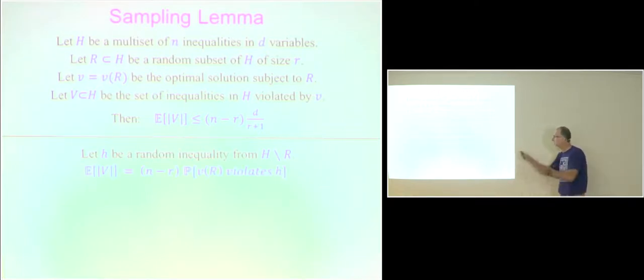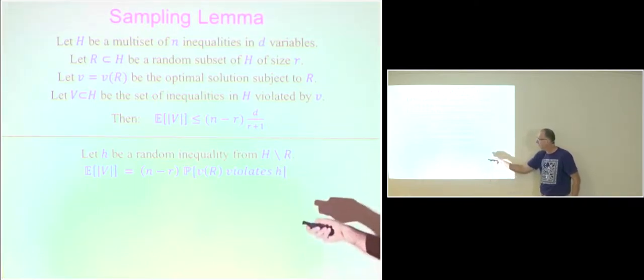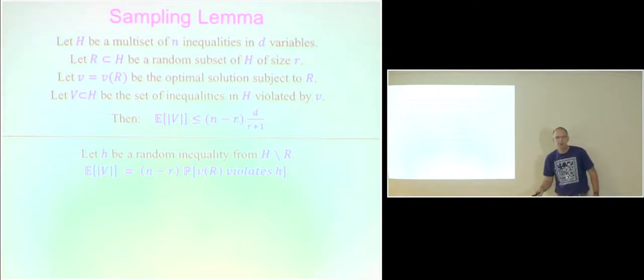Okay, so it's easy to see. Just think about it for a minute. The expected number of violated inequalities is n minus r times the probability that a random inequality not in R is violated. Of course, the inequalities in R are not violated. The only inequalities that can be violated are inequalities of H minus R. If we choose such a random inequality, compute the probability of this event and multiply it by n minus r, we get the expected number of violated inequalities. So all we need to do is to evaluate this probability.